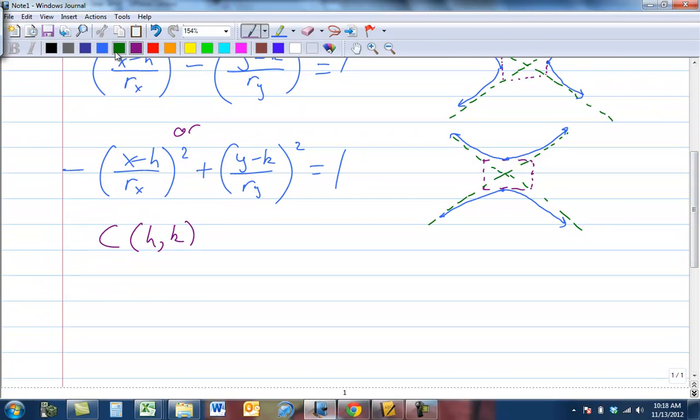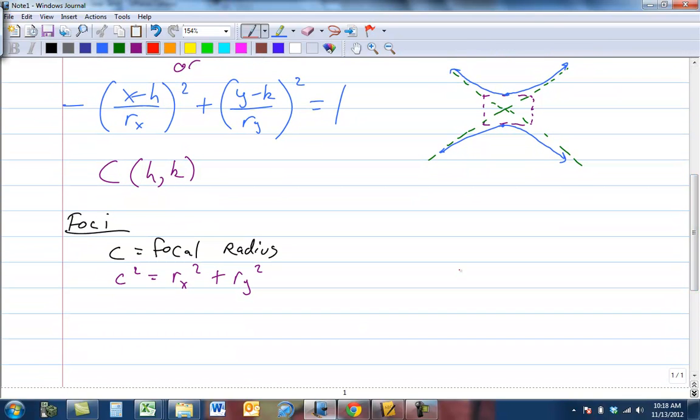And then we're going to talk about the foci. The foci are a little bit different than they were for ellipses. The foci, it's still c. c is still the focal, little c, right? This focal radius. But the way that that's going to be found is c squared equals r sub x squared plus r sub y squared. R sub x squared plus r sub y squared. Now here's the thing, y'all. It's actually the same thing as ellipses, except that instead of minus, it's plus.